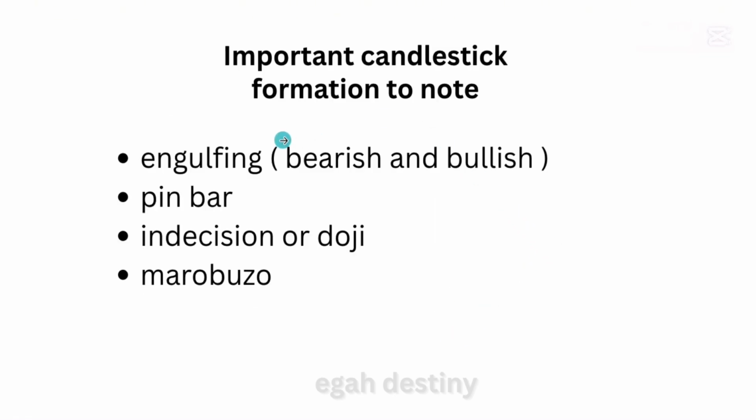These are four important candlestick formations that I take note of, and for my strategy, these are very important. We have engulfing, pin bar, indecision, or Marubozu.